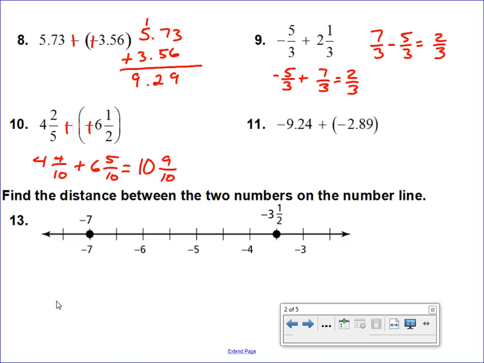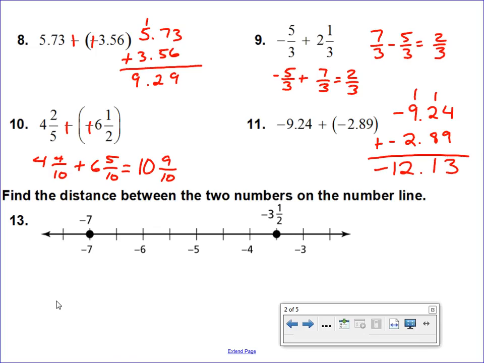Okay, problem number 11. When the signs are the same, just add them and keep the signs, right? We're going further in the whole negative. Make sure, again, with decimals, make sure that we line up the decimal point. So 9 24/100, and we're adding that to a negative 2 89/100. We just add them together and keep the sign. Negative 12 13/100.